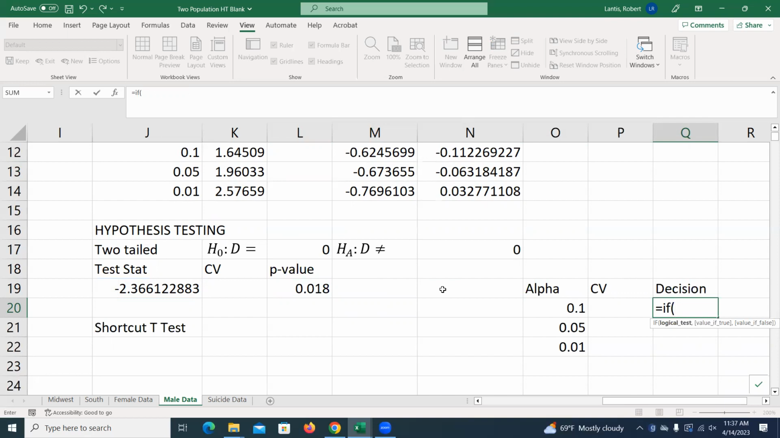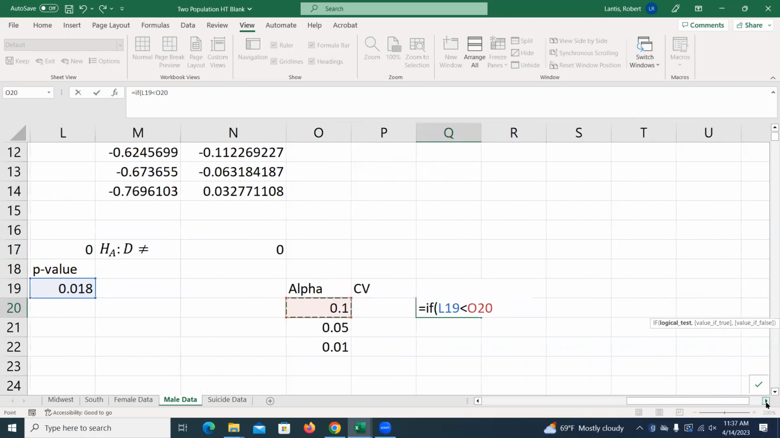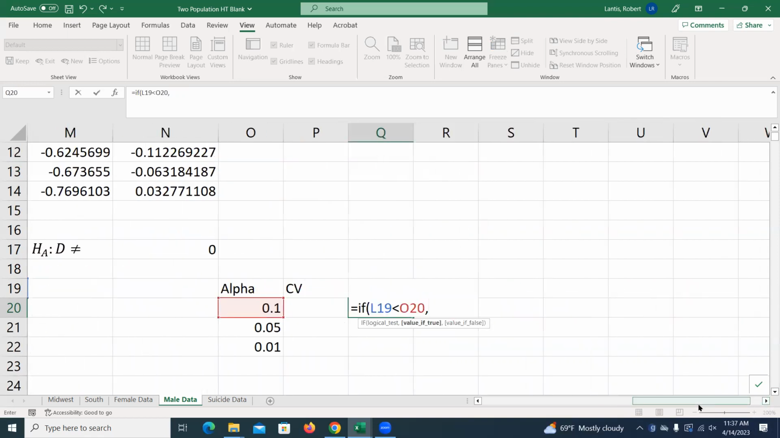So we only reject if that p-value is less than alpha. If that holds, or if that's true, we should be rejecting, so put the word reject in that cell. If that doesn't hold, and the p-value is actually greater than alpha, then we should fail to reject. So if I copy this down, for every rejection decision at different levels, the only thing changing should be the alpha that I compare my p-value to.